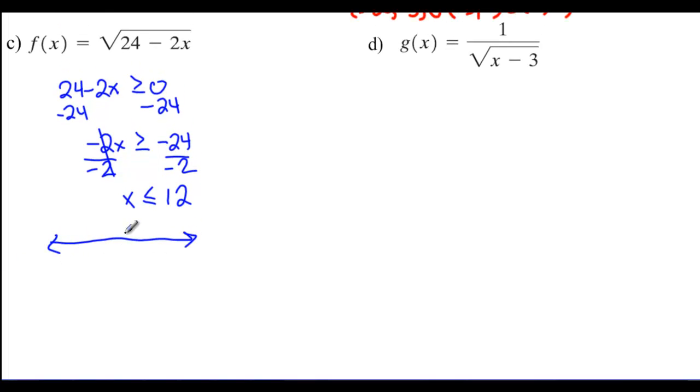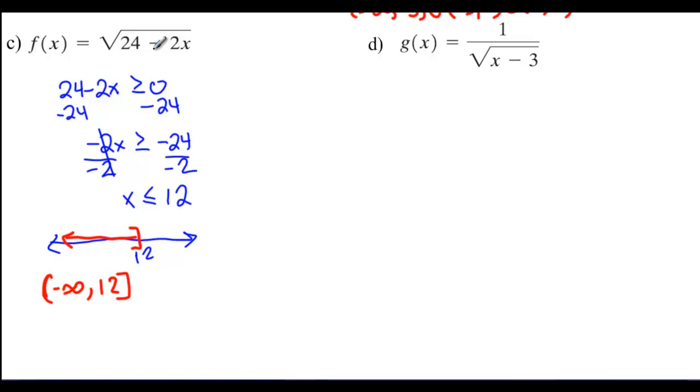So x being less than or equal to 12 is going to mean that we can include it. So we're going to use a bracket and then everything below. One of the questions that I've gotten on this particular problem is, well, we can only have positives and 0 underneath our radical. So where there's 24 minus 2x.